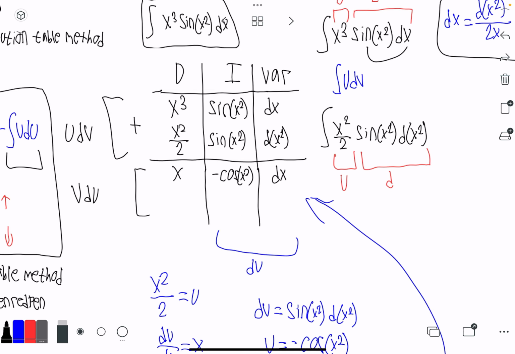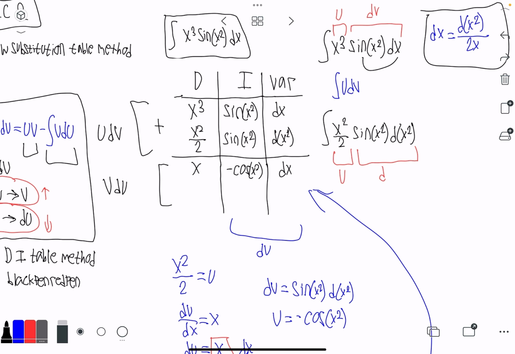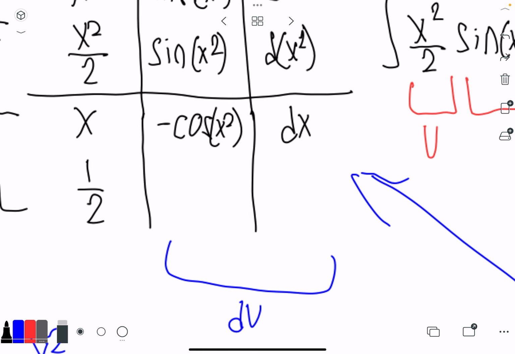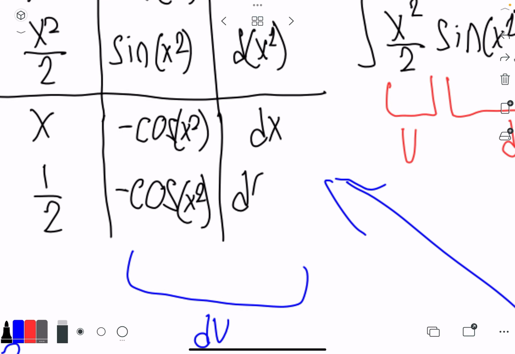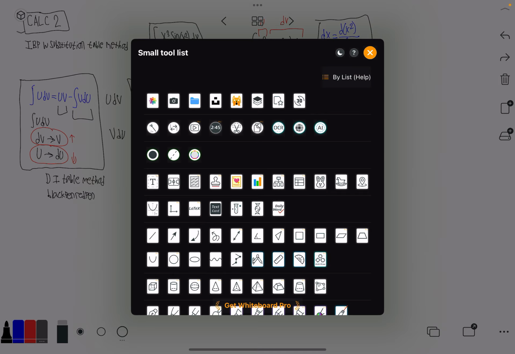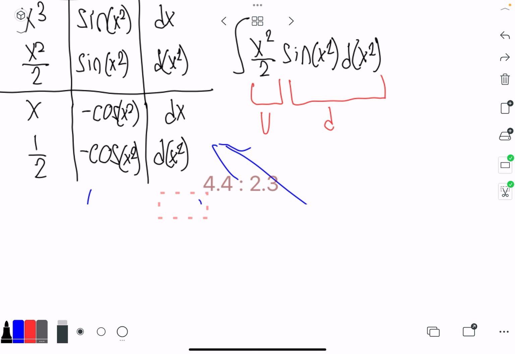And then, of course, you can just do the substitution again, as this will be half negative cosine x squared d(x squared). Let me just erase all of these things.